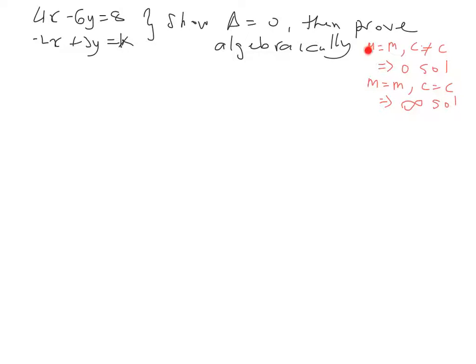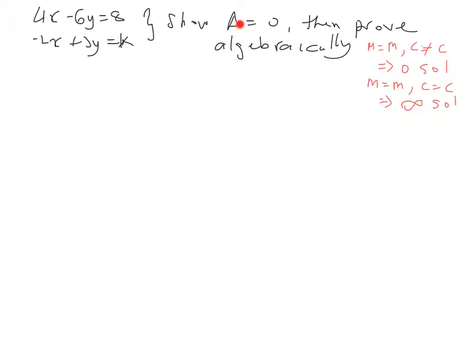Now remember, we've got two equations here. If their gradients are the same but the y-intercepts are not the same, then there are 0 solutions because the lines are parallel. If the gradients are the same and the y-intercepts are the same, then we've got an infinite number of solutions because one line exists on top of the other line. So they occupy the same space, so there's always a solution. Alright, let's have a look.